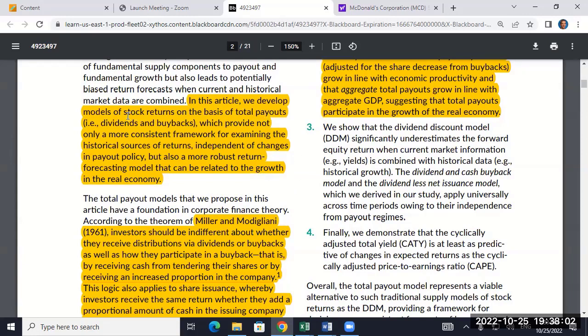So they're going to develop a model of stock returns based on total payouts. This is not an individual company model. This is the overall market, which provides not only a more consistent framework for examining historical sources of return. So they're also trying to say what model better explains the past, which is important, independent of changes in payout policy, but also a more robust return forecasting model that is related to the growth in the real economy.